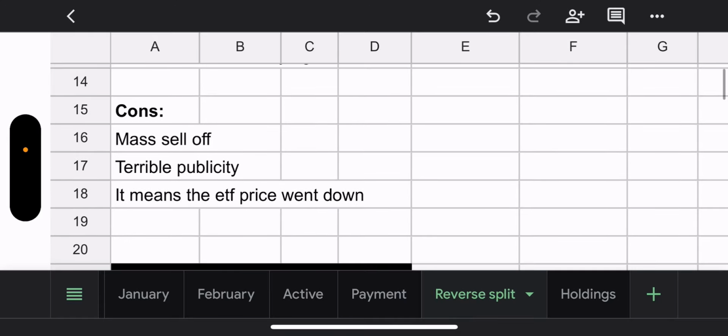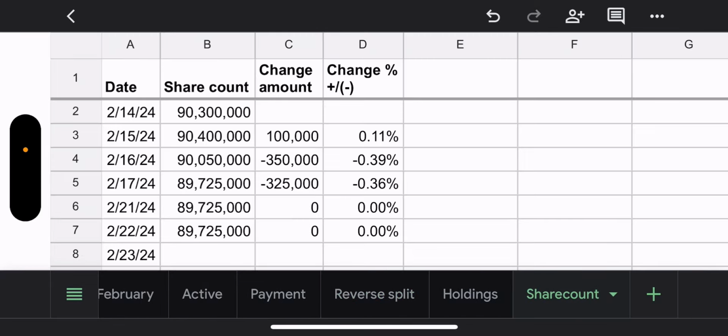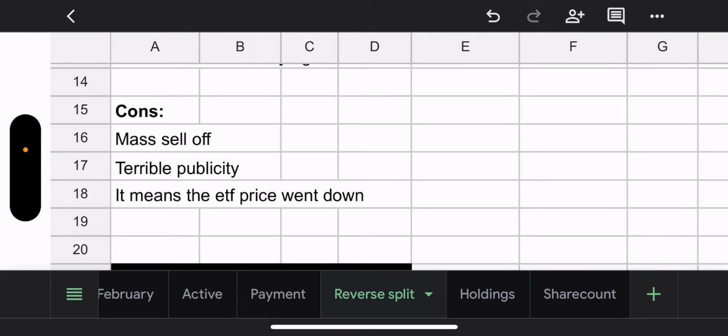So what are the cons? Well, the cons are there could be a mass sell-off. However, I've been tracking the outstanding shares since the news came out, and that has not been the case. If you look, I think it was announced around February 14th. I already closed that paper, but I think that's when that thing was dated. February 14th, 90,300,000. As of yesterday, or should I say today's holdings, they have 89,725,000. So that's not bad at all, all right? I don't consider that a mass sell-off, not one bit. So that could be a con, but it was not a con.